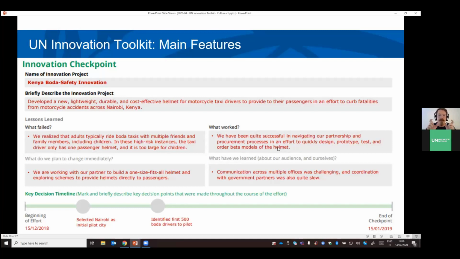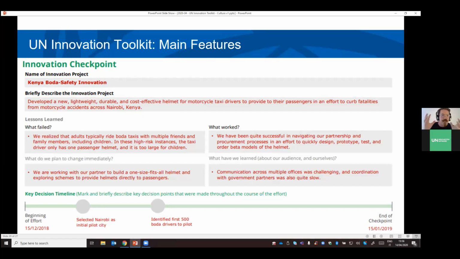And so you can immediately see, just from those two elements of feedback, there needs to be more focus and more change here, which they've indicated here: working with our partner to build a one-size-fits-all helmet and exploring schemes to provide helmets directly to passengers. But then from the what-worked element, we can see that, in fact, our communication was pretty good, but there were some elements we can change there.